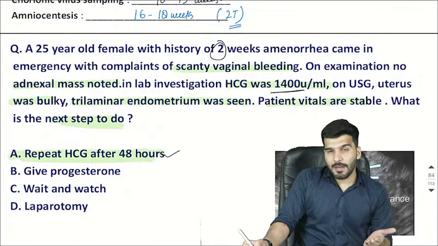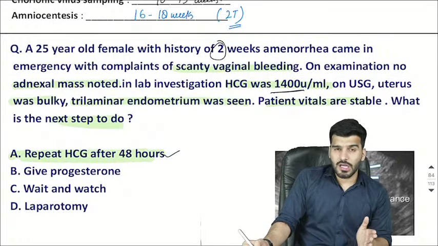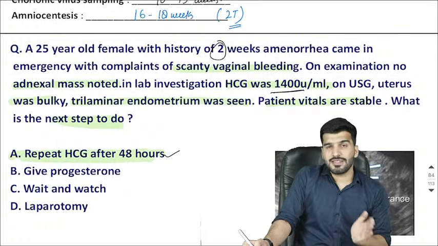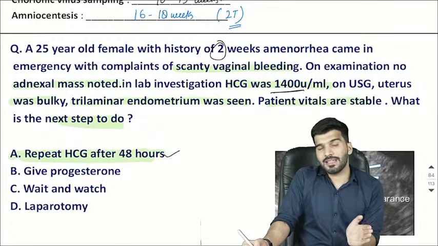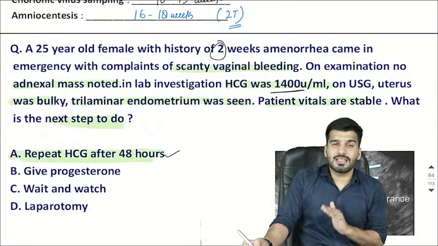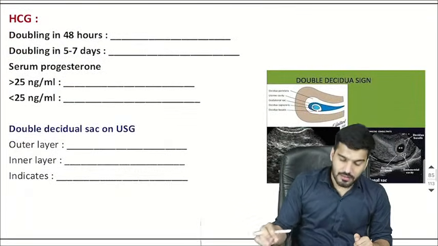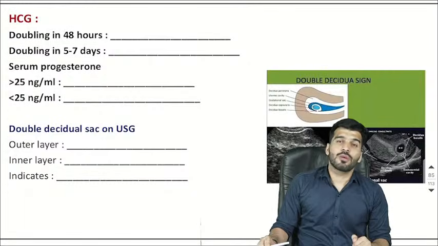If it doubles, it is going to be an intrauterine pregnancy. If it is taking time to double, that means from 58 just 70, the doubling time is prolonged, it is going to be ectopic pregnancy. And if this beta HCG is decreased after 48 hours, it is going to be an abortion. So let's understand the diagnosis of pregnancy with respect to the beta HCG levels.